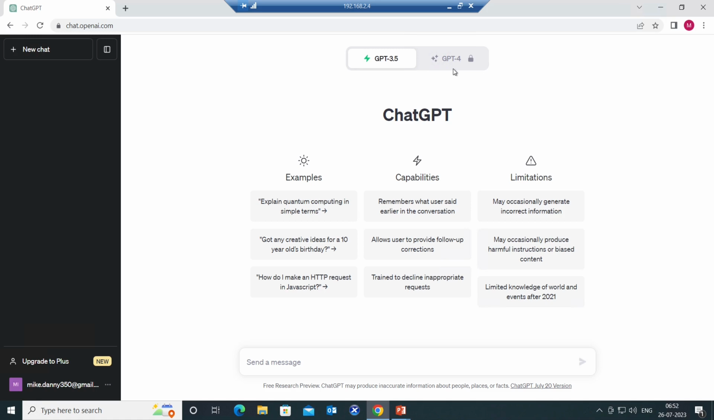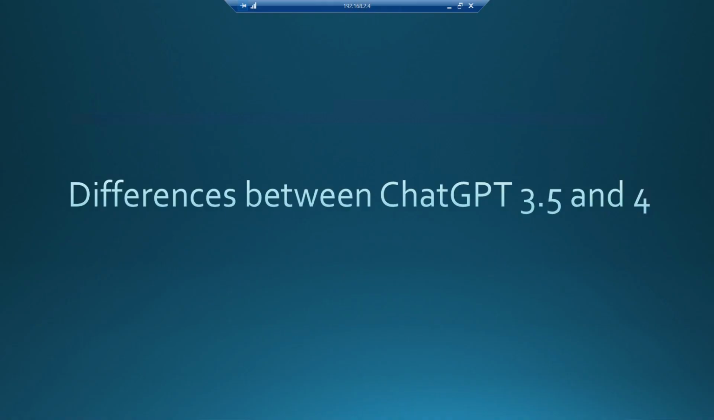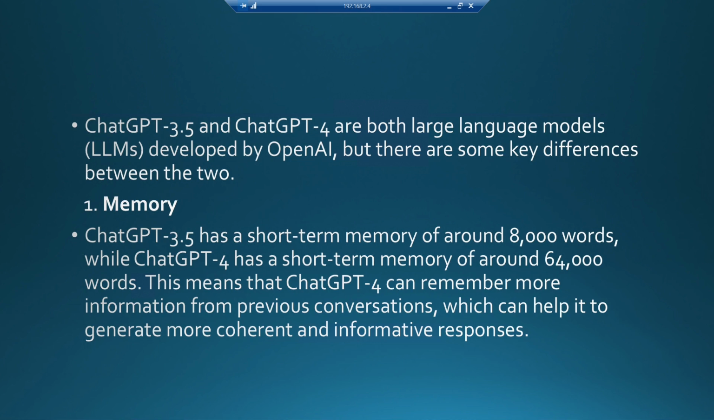I'm going to open a PowerPoint document and show the key differences between these two versions. Let me go to the first point. ChatGPT 3.5 and ChatGPT 4 are both large language models developed by OpenAI, but there are some key differences between the two. As I have just discussed, OpenAI is the name of the organization, but there are some key differences that we will find out now.